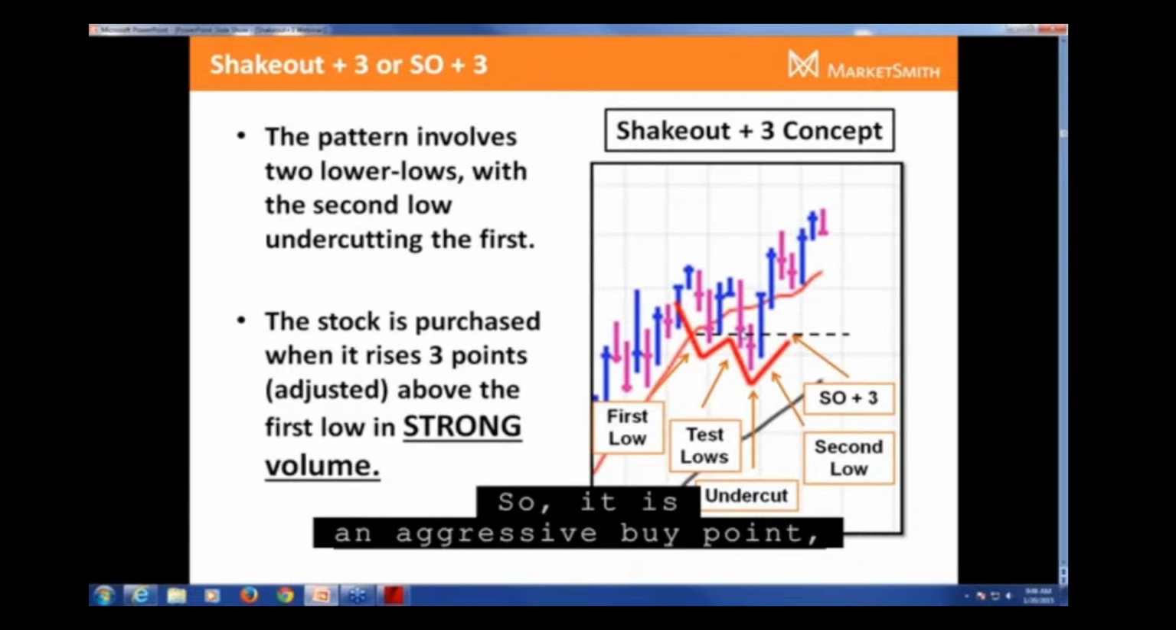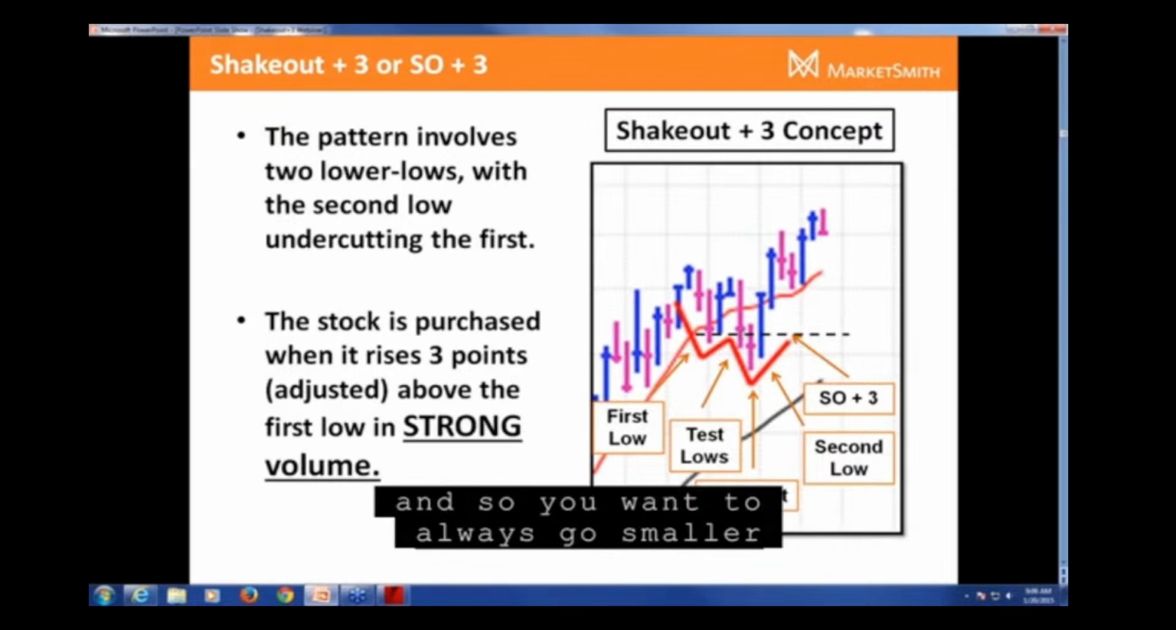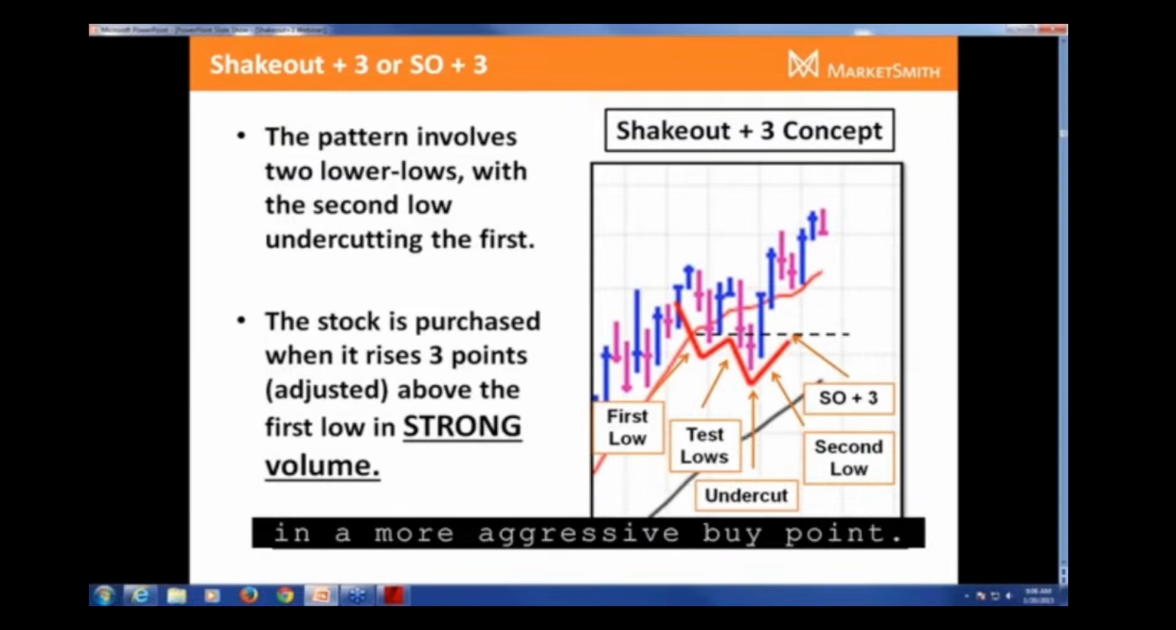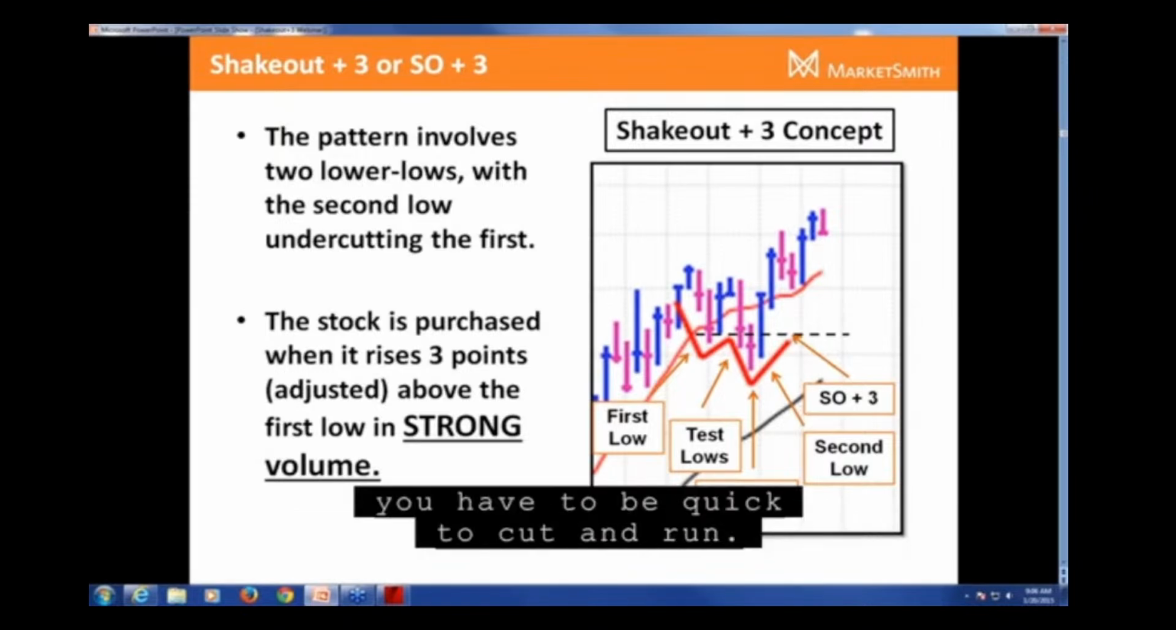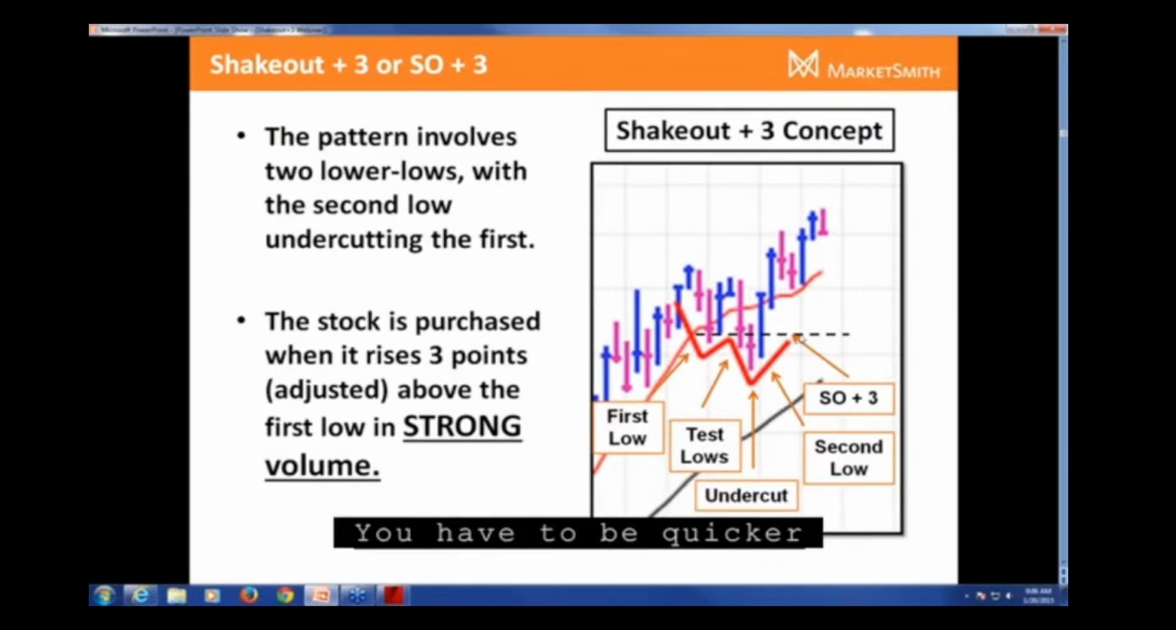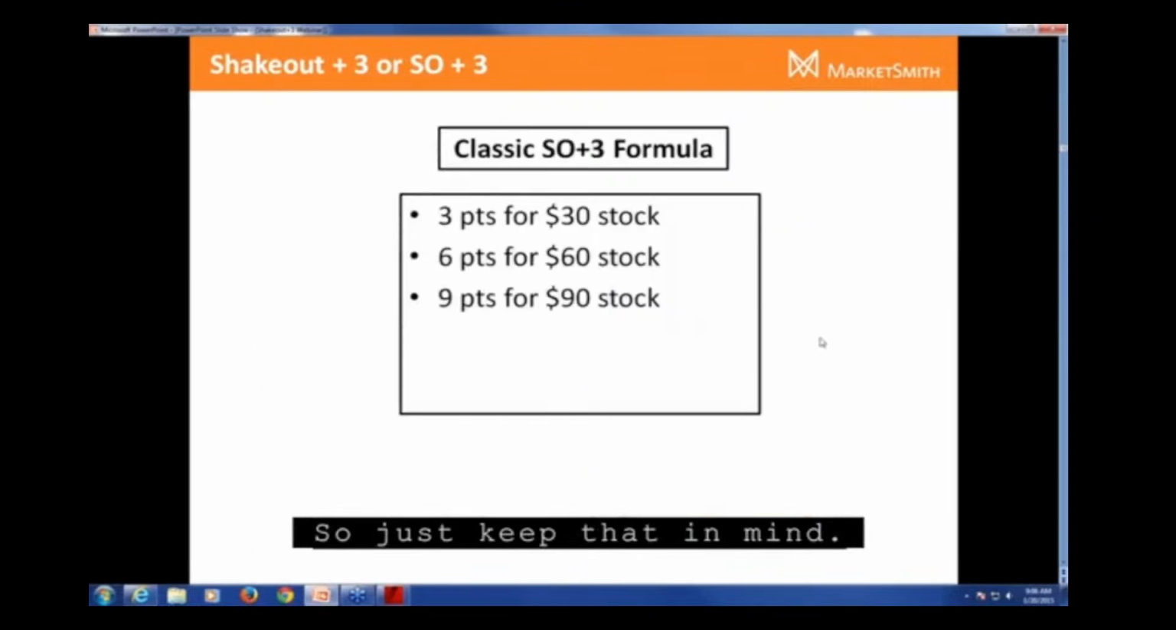Okay, so it is an aggressive buy point, and so you want to always go smaller in a more aggressive buy point. And of course, this also requires you to be more experienced at this, okay? Because if it doesn't work, you have to be quick to cut and run. You have to be quicker than out of a normal base, okay? So just keep that in mind.